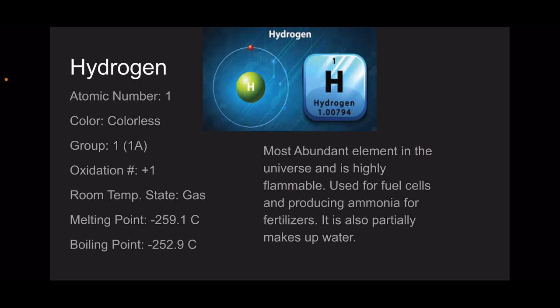Its melting point is negative 259.1 degrees Celsius, and its boiling point is negative 252.9 degrees Celsius. Just some extra information: it is the most abundant element in the universe and is highly flammable, used for fuel cells and producing ammonia for fertilizers. It also partially makes up water.